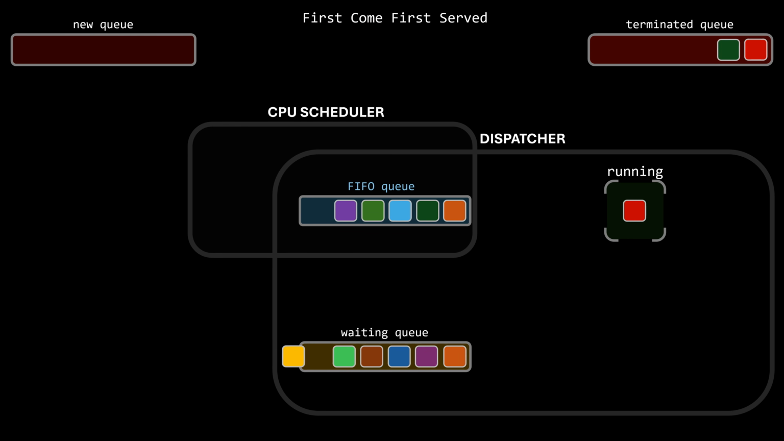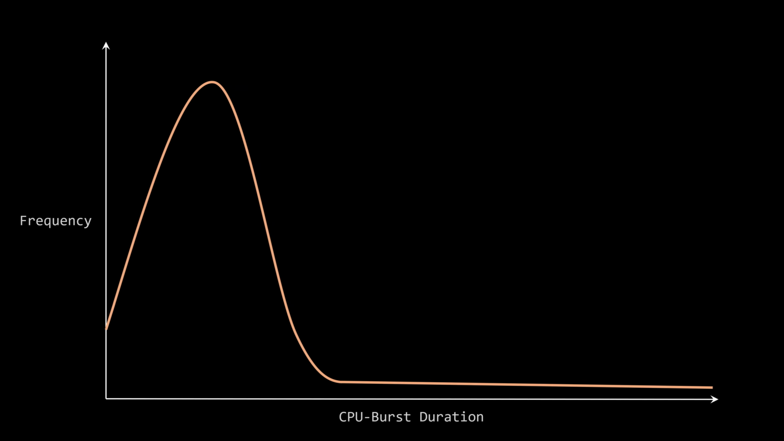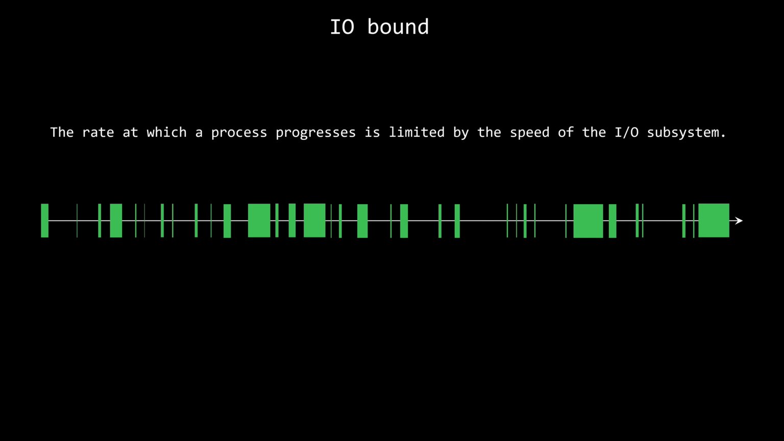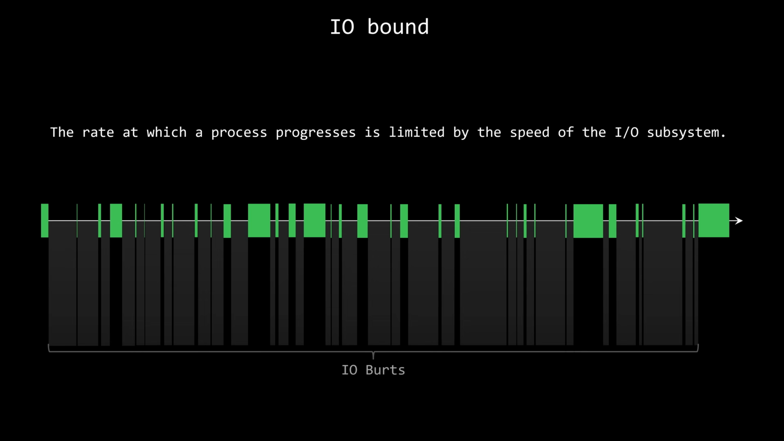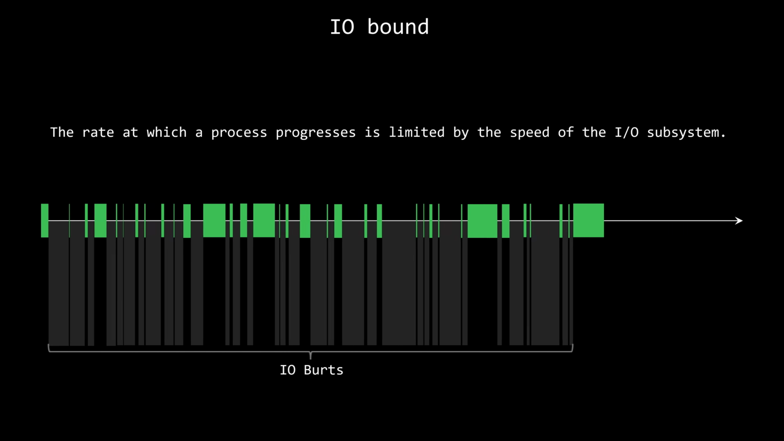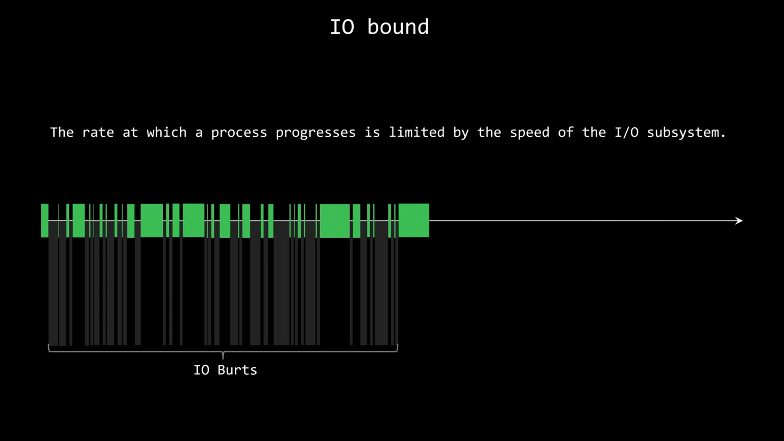But while it does take CPU utilization into account, that doesn't mean it's effective at optimizing it. To understand why, let's go back to our CPU burst frequency graph. Notice that while very large CPU bursts are rare, their probability is never zero. The most common processes, those with a high number of short CPU bursts, are known as I/O-bound processes. These processes depend heavily on I/O operations, meaning their performance would improve if the I/O subsystem were faster.